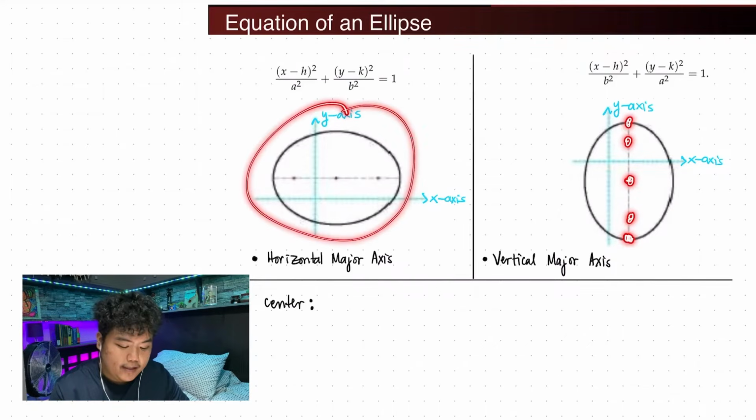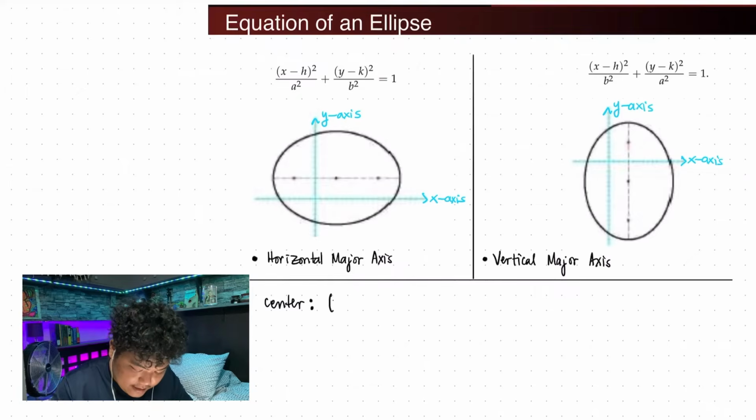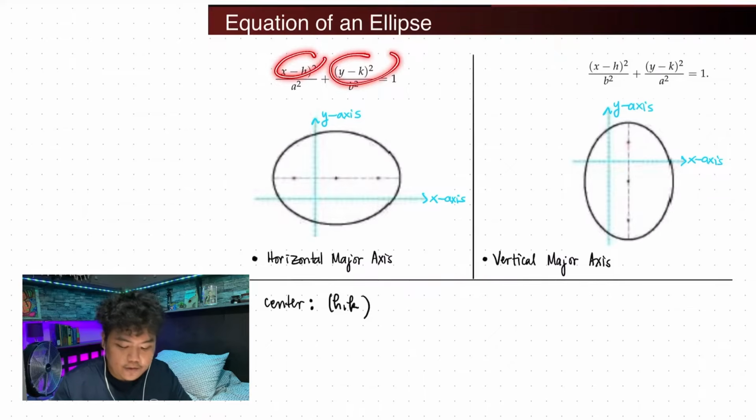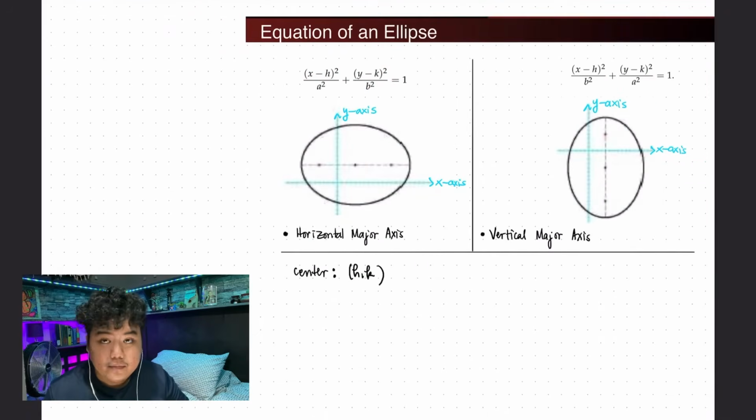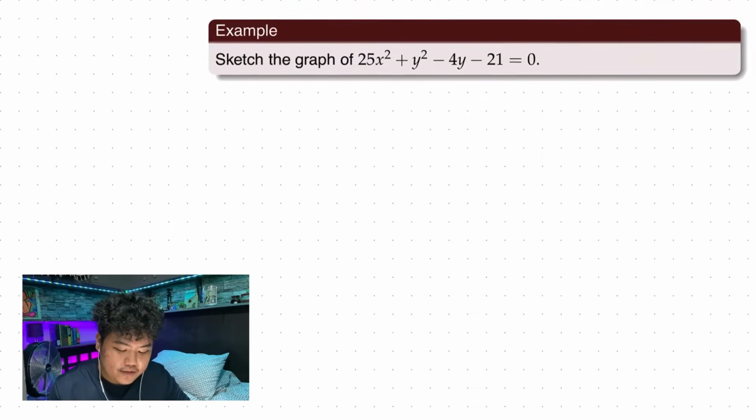So, dito naman, vertices, foci, center. And the center has coordinates HK. Yun yung silbi ng HK dito. So, punta na tayo sa pagsasagot ng example. Let us sketch the graph of this ellipse.